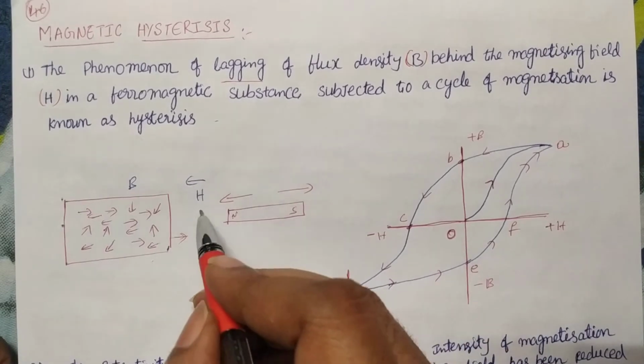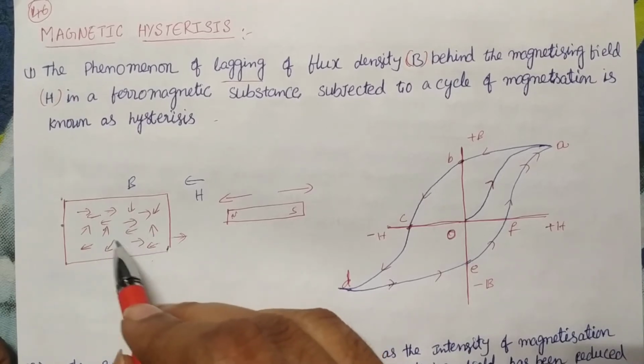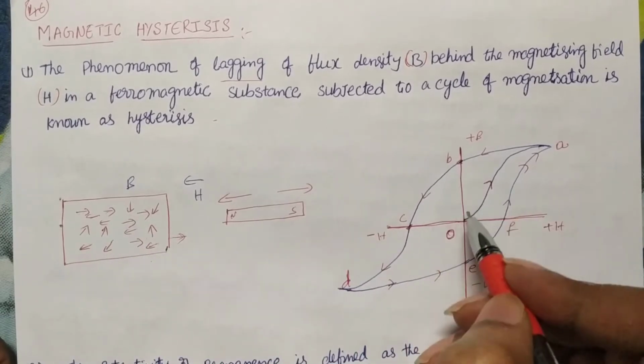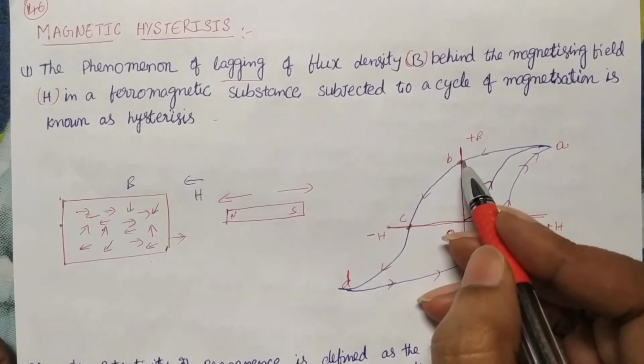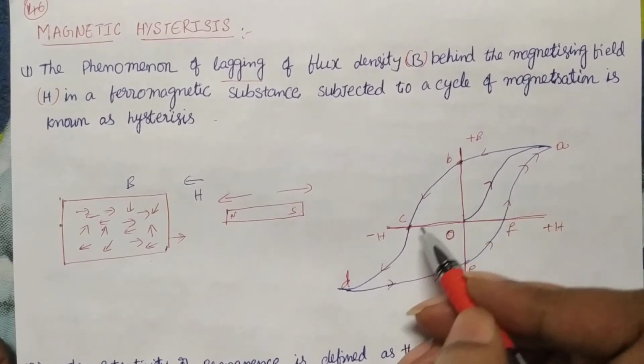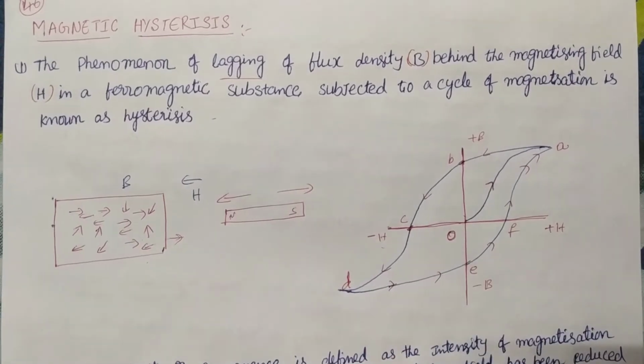So how much H value do you have to apply in reverse order to destroy the field which existed here in the previous case? Here this is the remanence and here the retentivity is there. To remove this field completely, how much negative field do we have to apply? That is what we call coercivity.